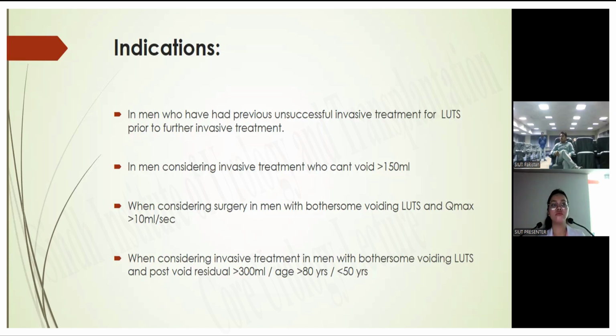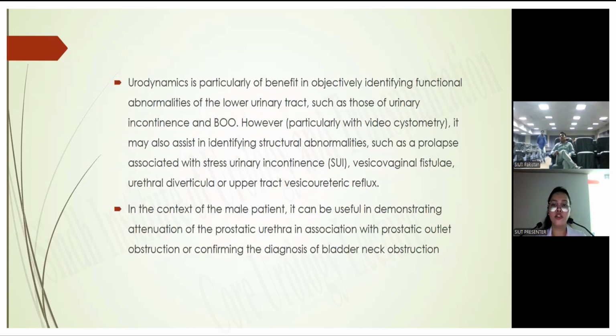So before going to the invasive treatment, you must raise suspicion that this patient has a large capacity underactive or maybe atonic bladder. So these patients need to have a urodynamic study before going to any invasive treatment. Urodynamics is particularly of benefit in objectively identifying the functional abnormalities of the lower urinary tract, such as those with urinary incontinence and bladder outlet obstruction.